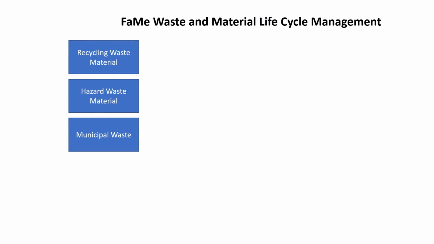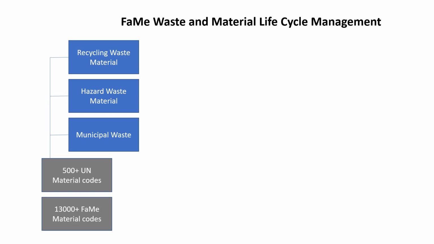The FAME system classifies the waste or recycling materials with two predefined code systems. The materials contain the FAME Life Cycle Material Code and the United Nations Material Classification. The FAME code tracks the material through the life cycle. The United Nations code handles the transportation and disposal or recycling at the end of the life cycle. Every waste container or bin is linked with a material code.